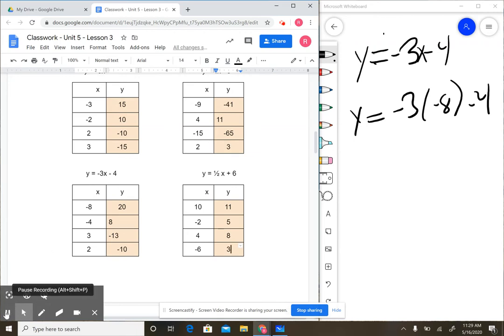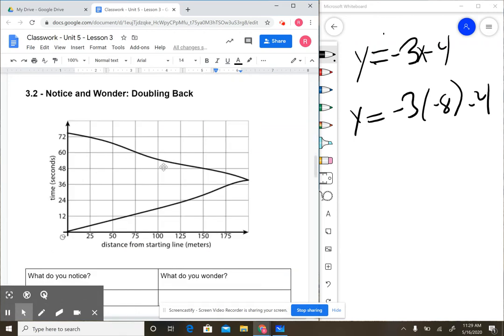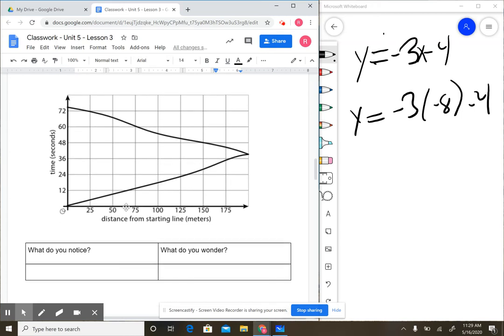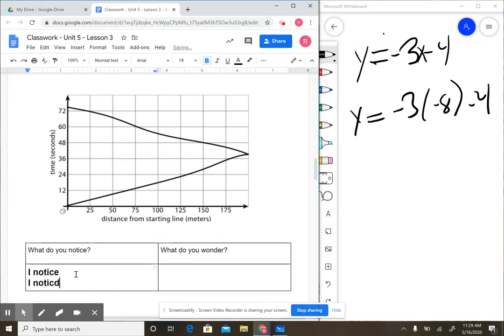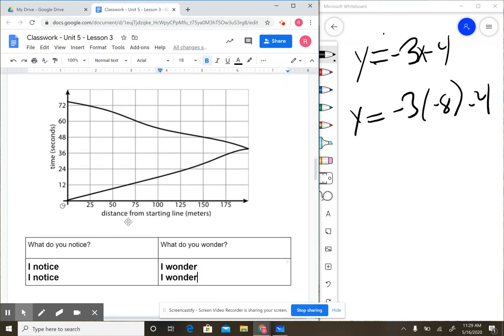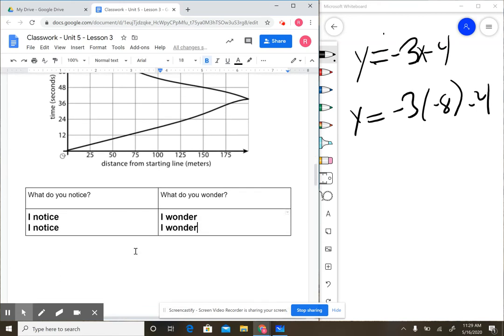Going on to the next section. So for the first one, 3.2, you're just going to be doing a notice and wonder. So you're going to write at least 2 notices here, I notice, and then at least 2 of them there, I wonder. Okay, that's how you do this section. And once you have 2 of these, you go on to the next section.